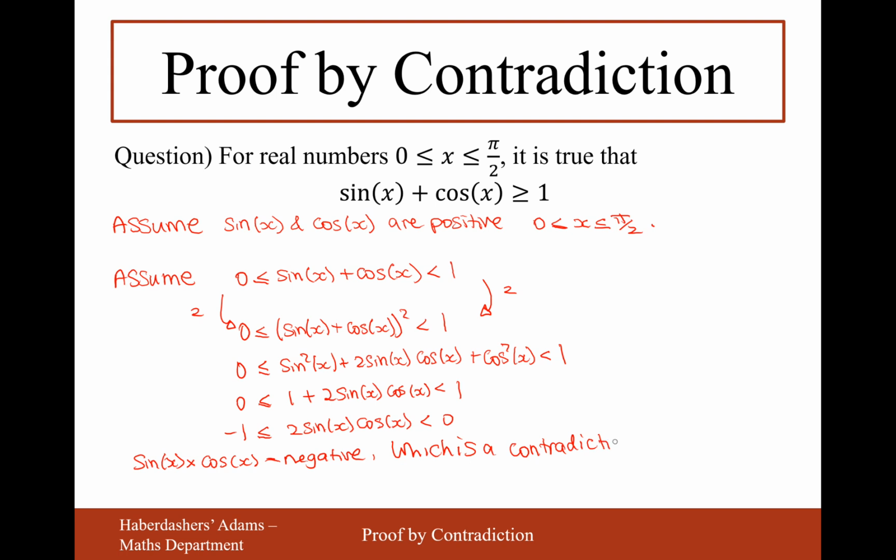What does it contradict with? It contradicts with sin x and cos x both being positive, because if they're both positive, you can't get a negative when you multiply two positives together. So there we have it. It's a cheeky bit of squaring inside an inequality that leads us to this contradiction. The contradiction is where sin and cos are positive, and here we've got sin and cos, and one of them might be negative. So there we are, that's the answer to this question.